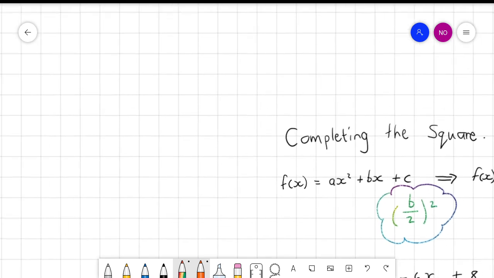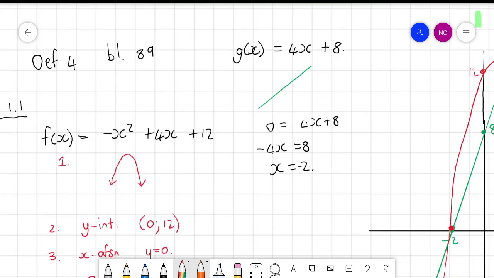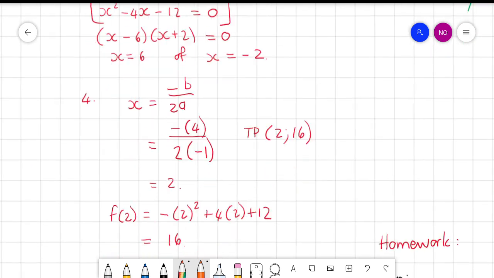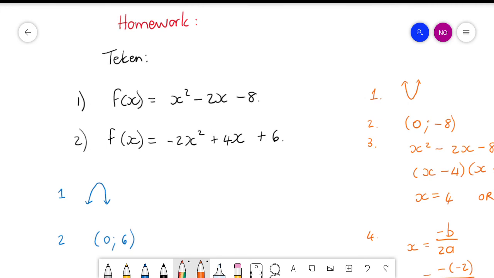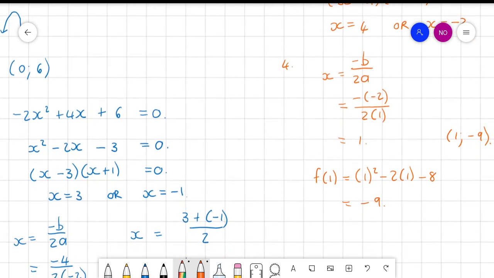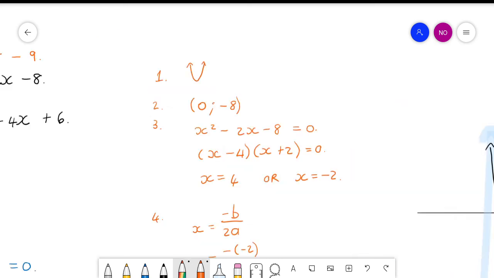Now let's quickly look at these ones that I gave you here. Waar is hulle nou? Nie daai ene nie. This one we did for homework. Where did we say the turning point was? 1 and negative 9. So we predict this one should be written as that. Né? That's what I predict. Kom ons kyk of dit waar is. So ons begin met x kwadraat minus 2x minus 8.